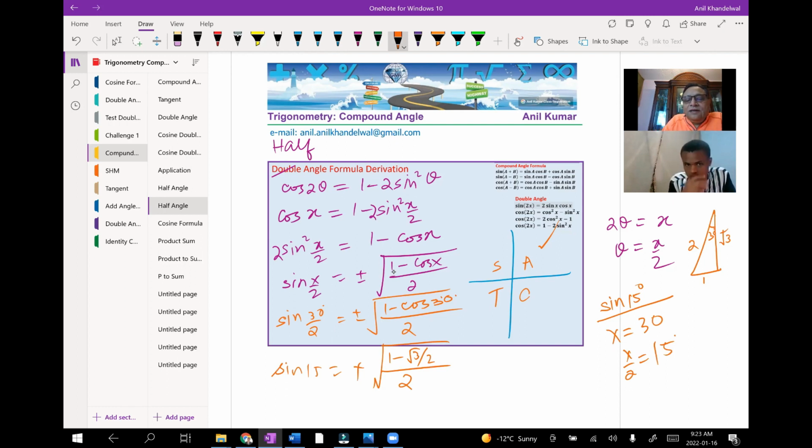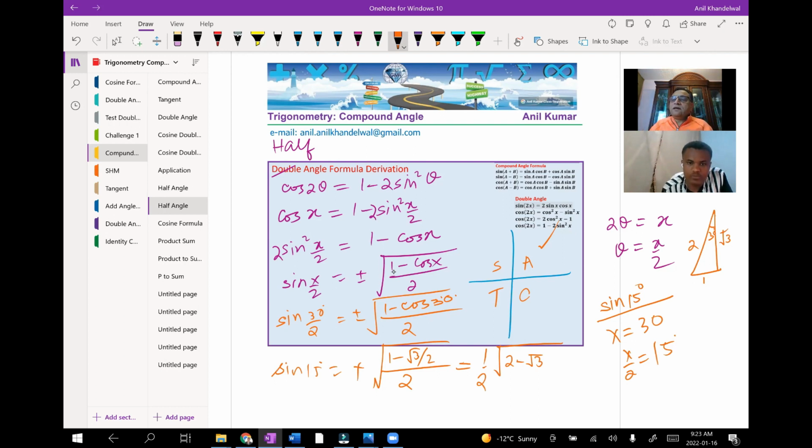Now you can take the 2 common and you get this is equal to, so 2 goes down. So we get half outside because it becomes 1 over 4. We get the square root of 2 minus square root 3, common denominator, right? So that becomes the exact value of sine 15 degrees.